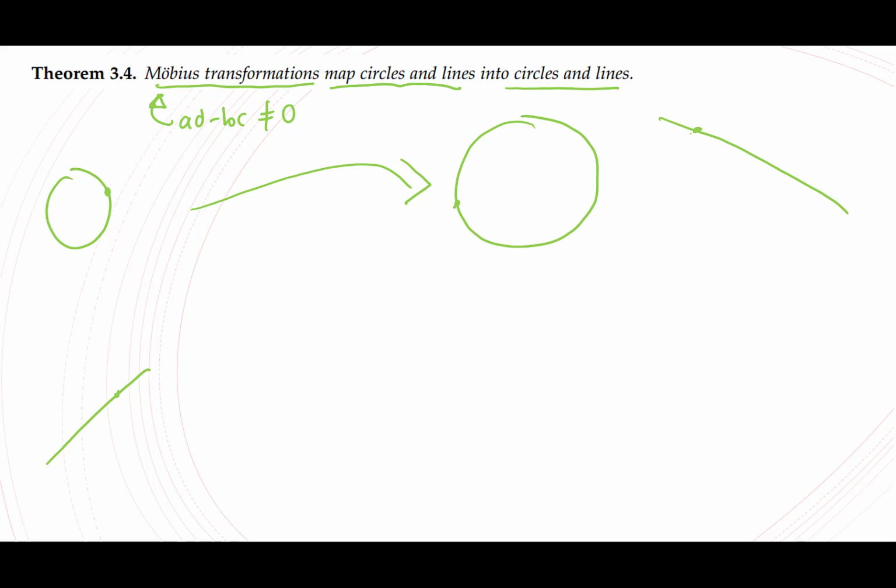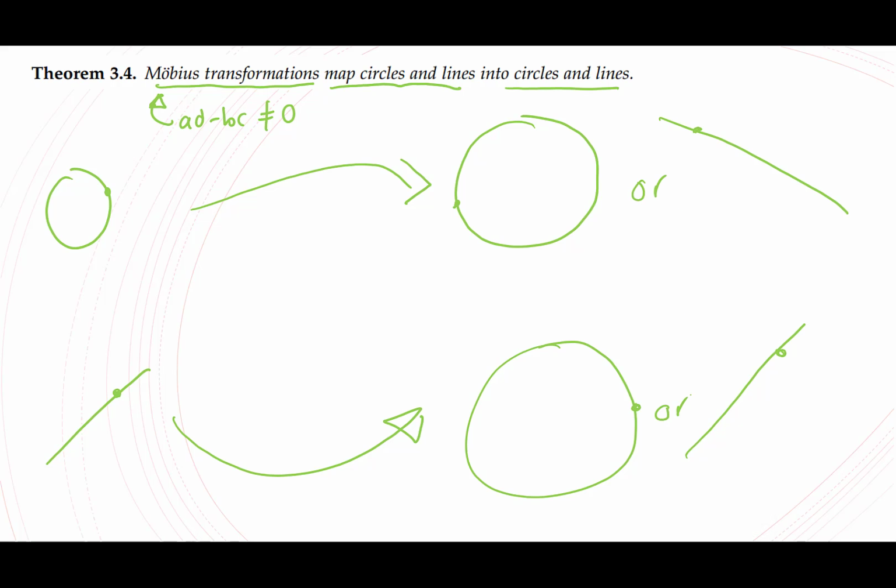And similarly, if you plug in any point that's on a line into a Mobius transformation, it's going to take it to similarly either a circle, maybe it's over here now, or another line. Okay. So Mobius transformations map circles and lines to circles and lines. Okay. Now it doesn't say which one it maps to. It all depends on your Mobius transformation. But in any case, this is still a cool little result.